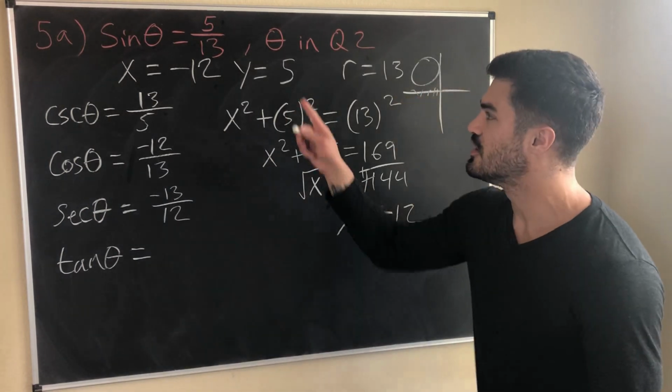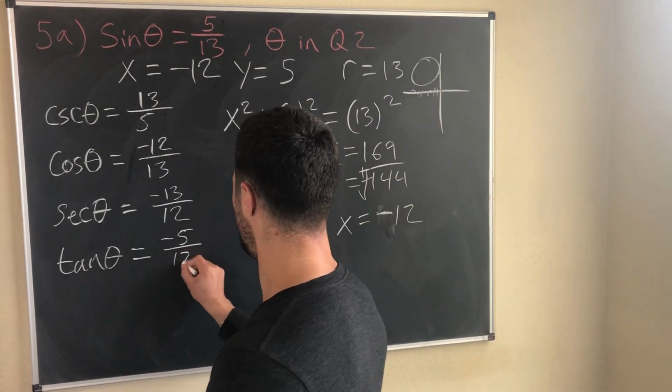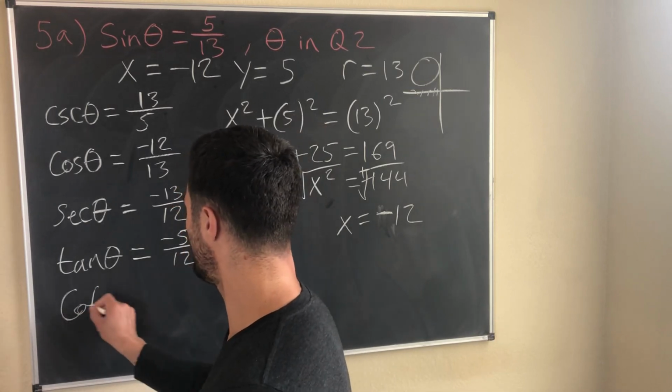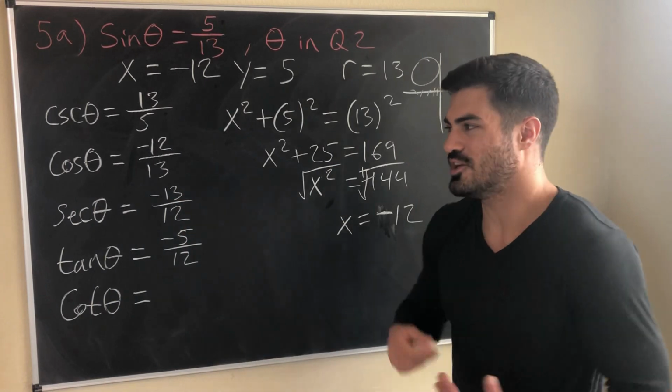Y over x, 5 over negative 12. I'm going to just write that as negative 5 over 12. Cotangent is just the reciprocal. And again, maybe you don't remember the definitions. Maybe you're like, I don't have these memorized. What do I do?